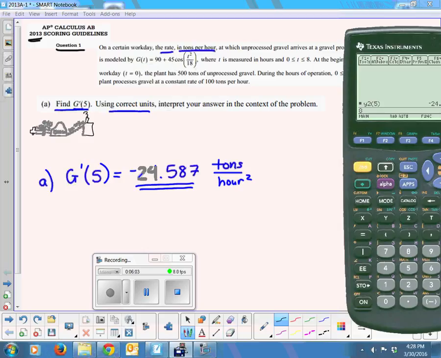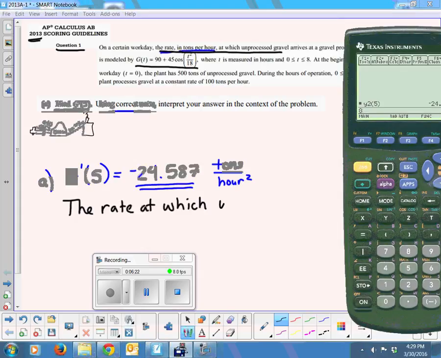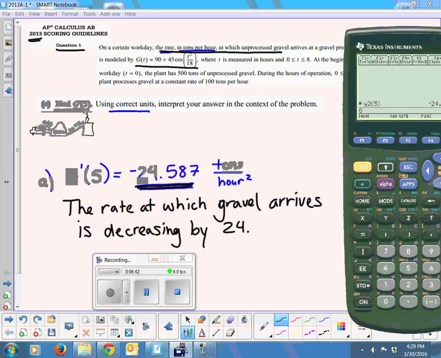So they said G of t is the rate at which unprocessed gravel is arriving. So I'll use exactly that language, and I'll say the rate at which gravel arrives is, and now instead of saying is negative, I'm going to say it is decreasing by 24.587 tons per hour squared.